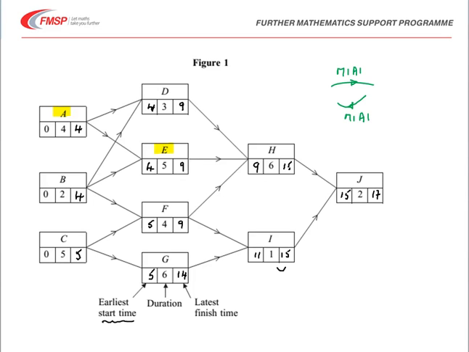So the critical ones are A, E, H, and J. If we also look at C, we can see that C is a critical activity, and then from there F, 9 minus 4 is equal to 5, and then it also goes to H and J. If we look at the others, they're non-critical, so all of the others have values where the latest finish time minus the duration is bigger than the earliest start time, so they all have some float.